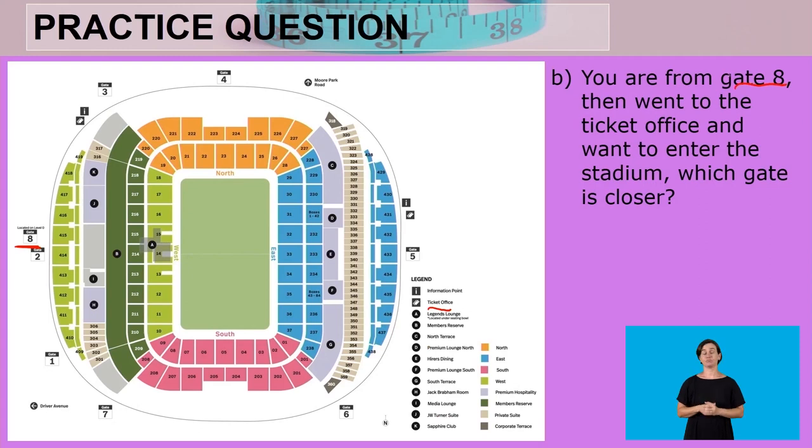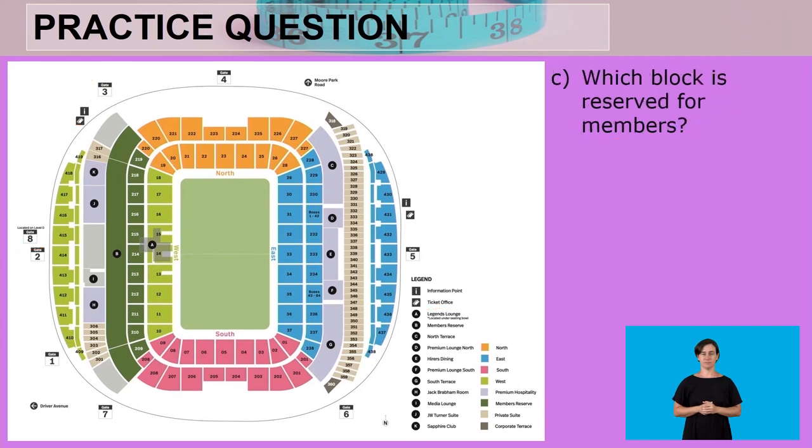So we are from gate 8 and then we went to the ticket office. Let's locate the ticket office. Here is our ticket office that is closer to gate 8. Then you want to enter the stadium. You are at the ticket office, maybe you are done purchasing your tickets. Now you want to enter the stadium. Which gate is closer to you? You cannot go back to gate 8, so the gate closer to you now is gate number 3. Gate 3 is closer to you when you are at this ticket office.